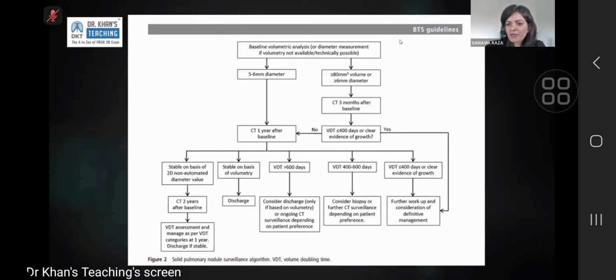What is the cutoff of mass in nodule? 3 centimeter. Less than 3 centimeter is a nodule, and more than 3 centimeter is a mass. 6 to 8 minute requires CT. Yes.